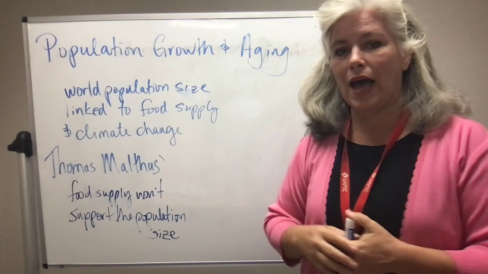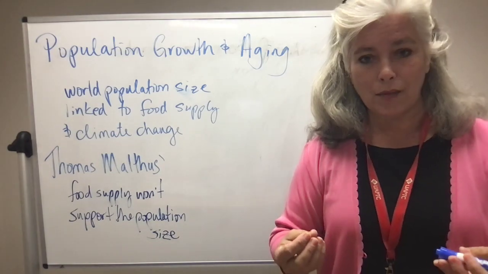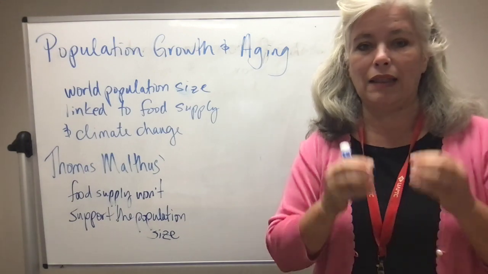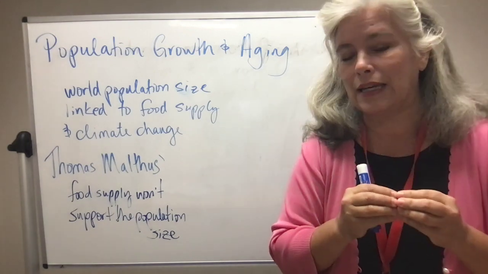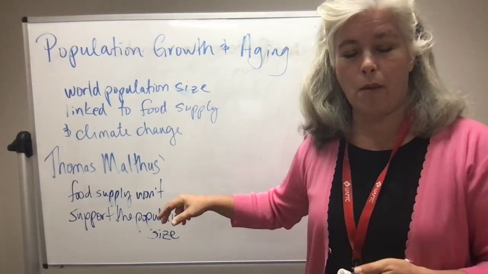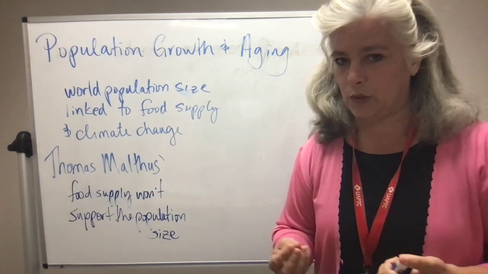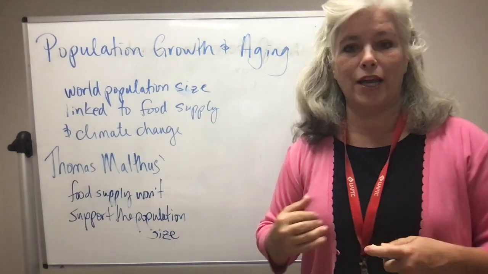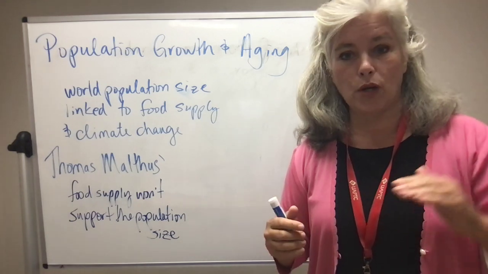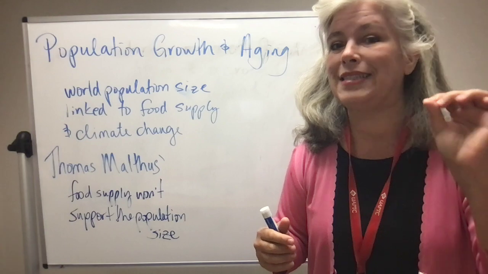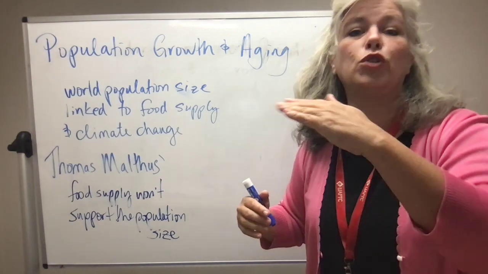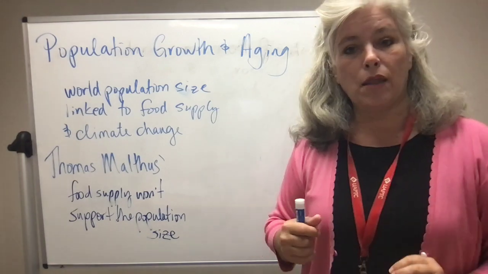So population size and the food supply that is available to people on the planet has always been theoretically linked since Thomas Malthus, who is a famous economist from the 18th century, actually, looked at the way population was growing. He looked at the way that the crude birth rate was increasing, but the crude death rate was decreasing. That means that people were getting older, people were living longer in the population.